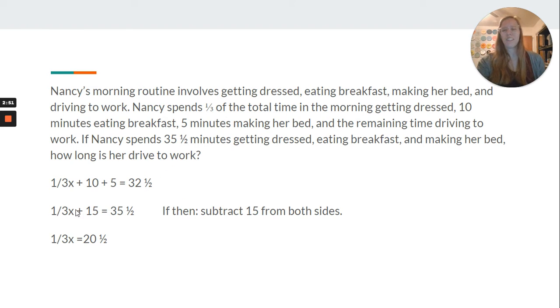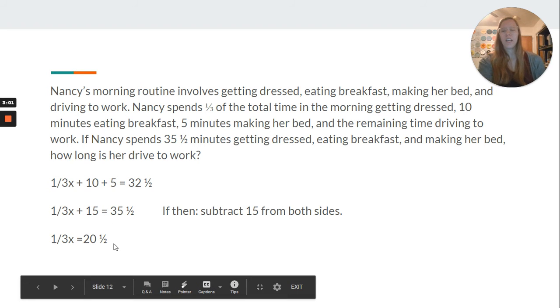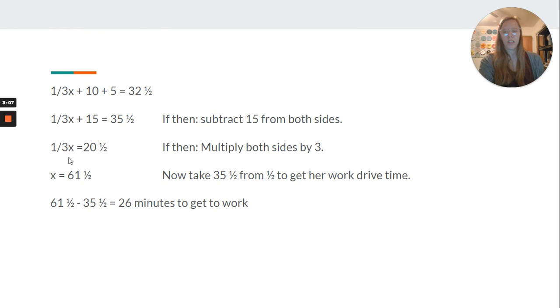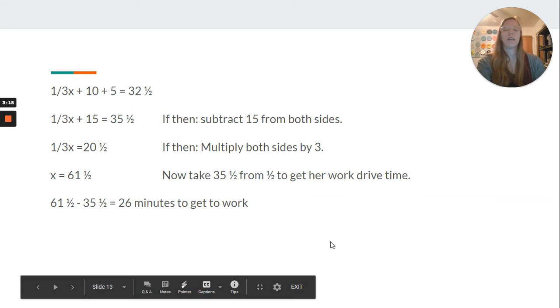Okay, so we combine 10 and 5, then we subtract 15 from one side, we subtract it from the other, so both sides. 1/3 x equals 20.5. We're gonna then multiply both sides by 3, because it'd be 3 over 3 here. So another if-then, we get x equals 61.5. Now we take that 35.5, because that's what we're trying to find her work drive time. So it takes her 26 minutes to get to work.